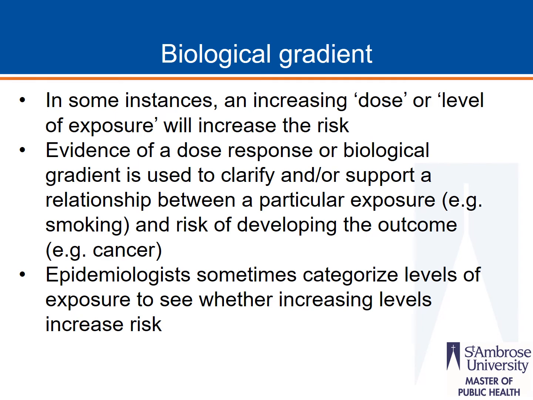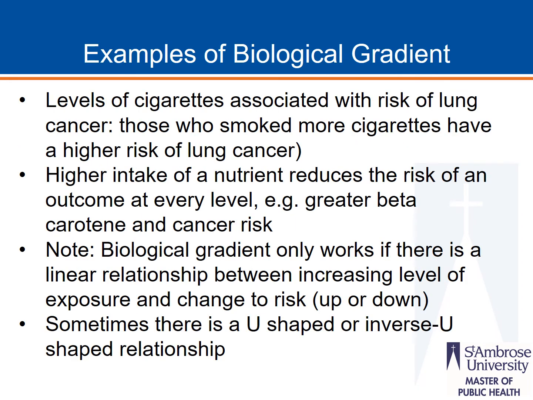This concept of biological gradient is the rationale for why epidemiologists sometimes categorize levels of exposure to see whether increasing levels of exposure are related to increasing levels of risk. So you're going to see that in the literature. That's the rationale behind it. And just as some examples of that concept of biological gradient, imagine you have levels of cigarette smoking associated with risk of lung cancer. That would mean that those who smoked more cigarettes have a higher risk of lung cancer. Now, this is true. This has been borne out in the literature.